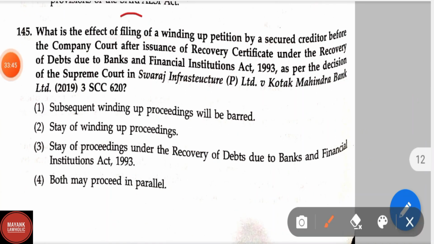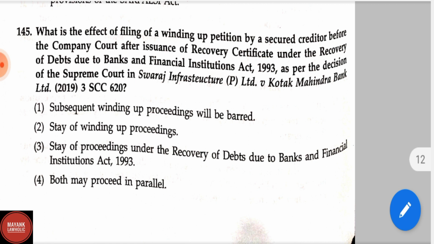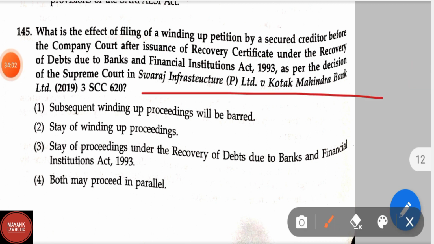What is the effect of filing of a winding up petition by a secured creditor before the company court after issuance of the recovery certificate under the Recovery of Debts Due to Banks and Financial Institutions Act 1993, as per the decision of the Supreme Court in Swaraj Infrastructure Private Limited versus Kotak Mahindra Bank Limited 2019?